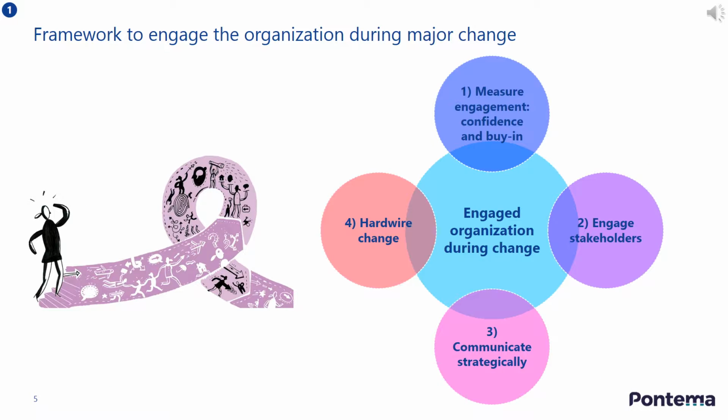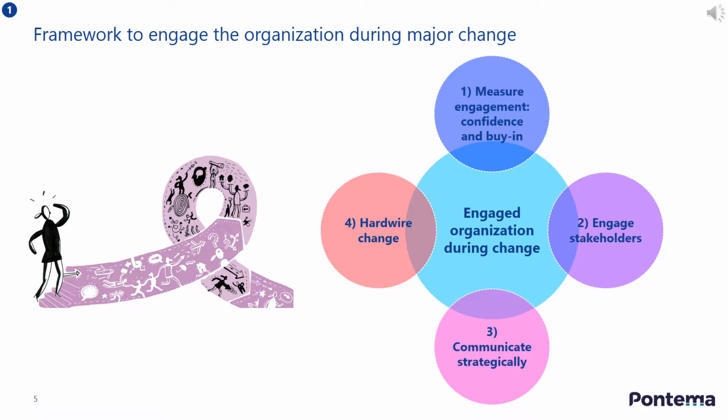The framework to help engage your organization during a major change program has 4 main building blocks. The first building block measures staff engagement during a change effort. This is critical to prevent the program from going off track, as it helps to pinpoint employee concerns. Listening to employees, understanding their concerns, and acting on them will increase the likelihood of a successful change program.